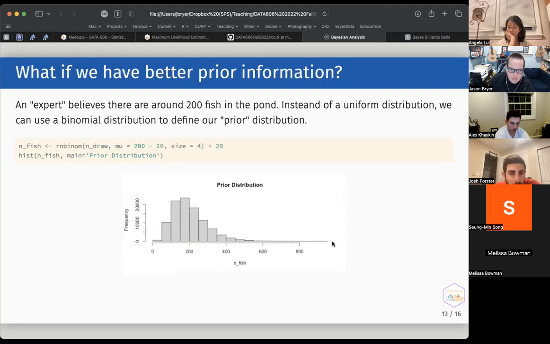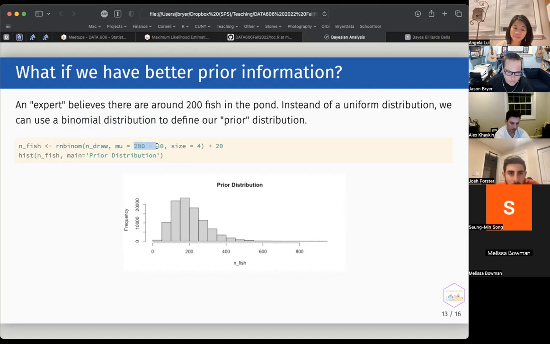All right. But I have some expert fisherman who's on the pond and says, I think there's around 200 fish in this pond. So I want to leverage that. This is an expert. He might know something about this. So instead of using a uniform prior, I could use a binomial prior. That's what I did here. I'm using the random number from the binomial distribution. I want 100,000 of them.